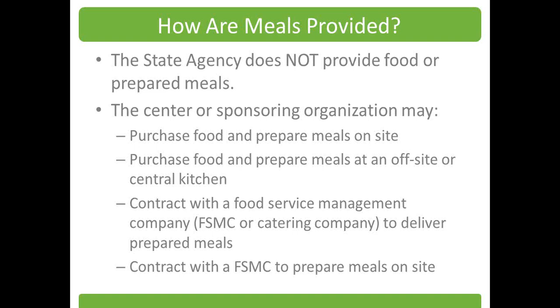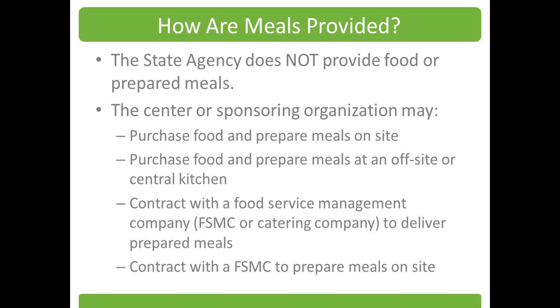If you have adequate kitchen facilities, you can purchase food and prepare meals on site. You can purchase food at a nearby grocery store, at a warehouse club like Sam's or Costco, or from a distributor like US Foods or Sysco, whatever is most economical and efficient for your center.